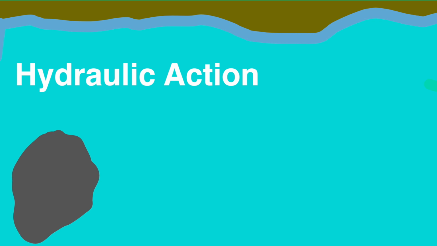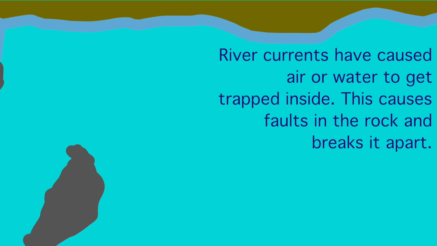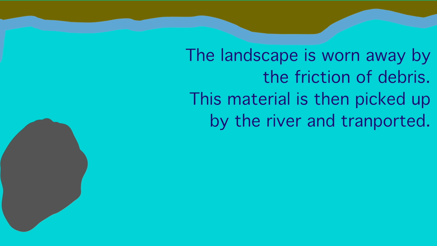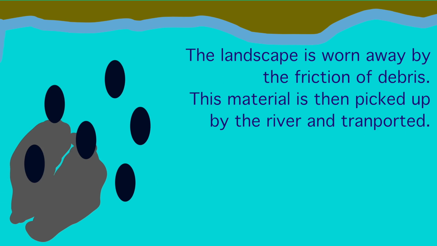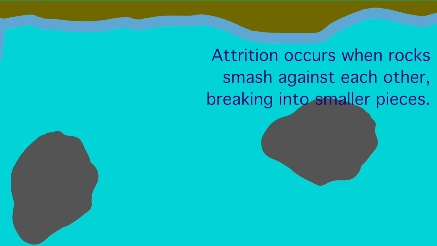Hydraulic action is when the force of the river traps oxygen or air bubbles inside rocks, causing faults and eventually leading to breakages. Abrasion is the wearing away of the landscape due to the friction of debris in the river wearing down the banks and riverbed. Attrition occurs when rocks in the river hit each other, smashing them into smaller, more rounded pieces.